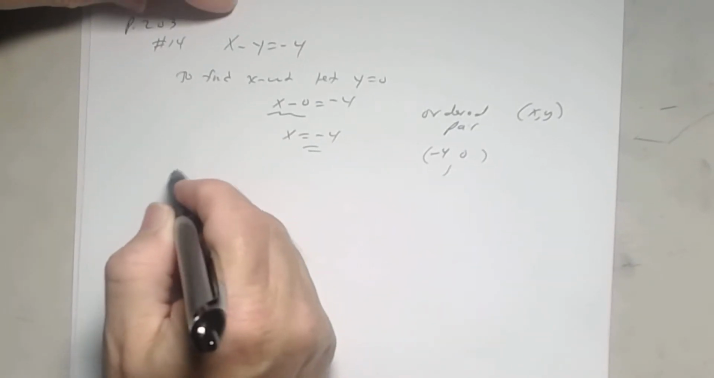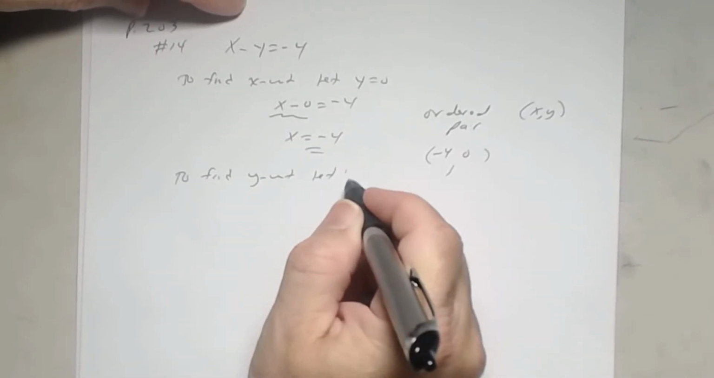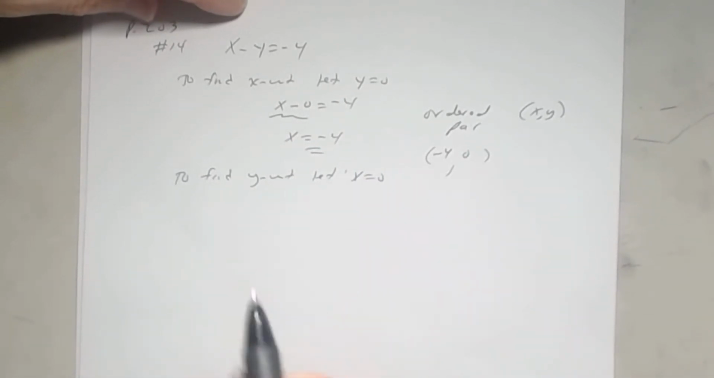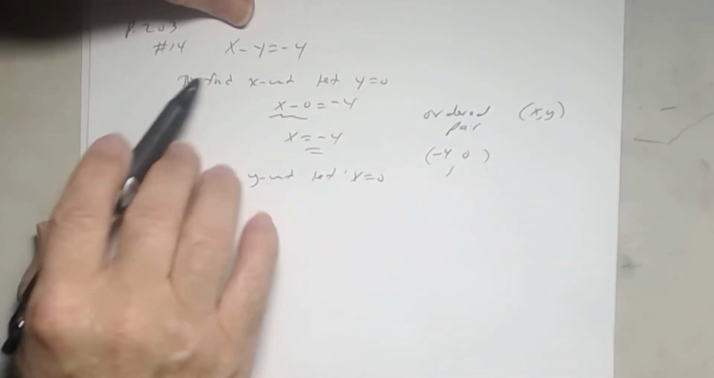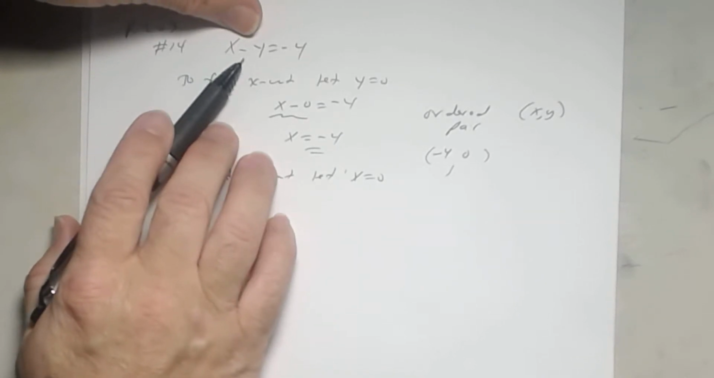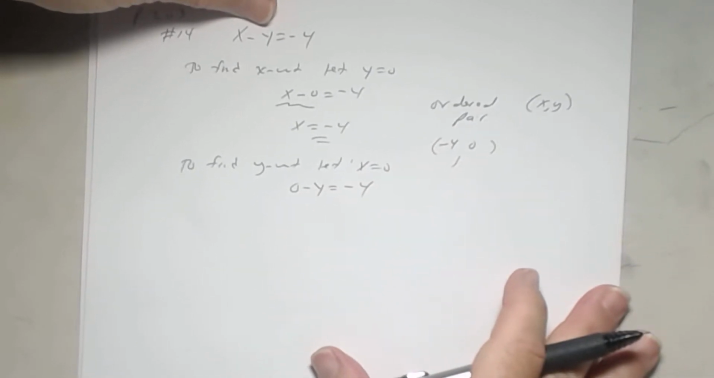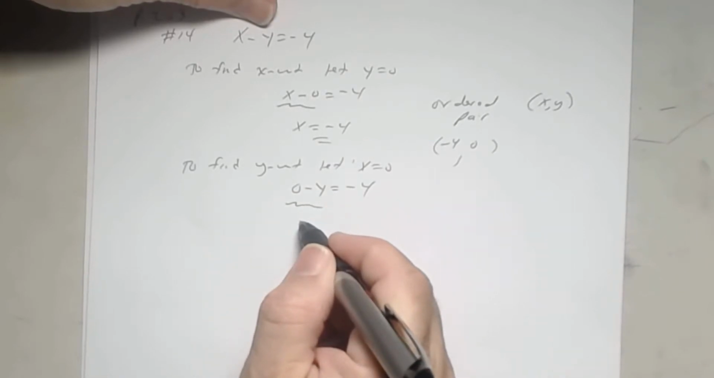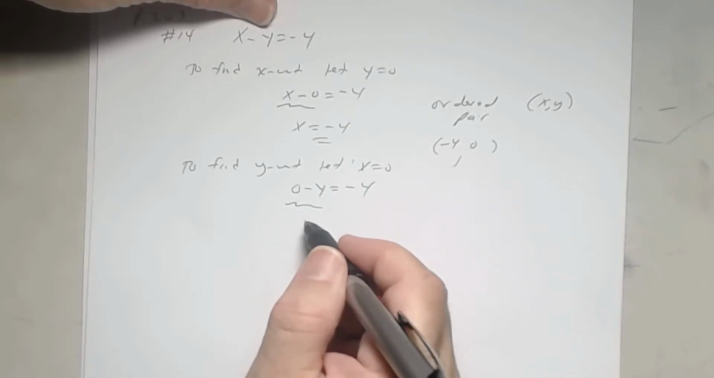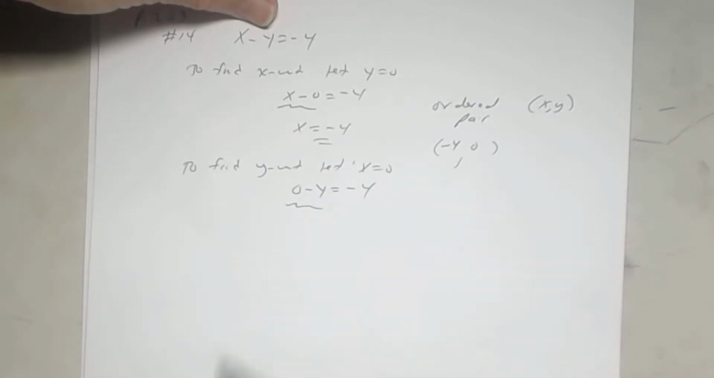To find the y-intercept, you're going to let x equal 0. Now you got to be careful this time because you do have a subtraction. If x is 0, wherever you see the x, you're going to plug in 0. So I get 0 minus y equals -4. But 0 subtract y is the same thing as what? Negative y, or -1y.